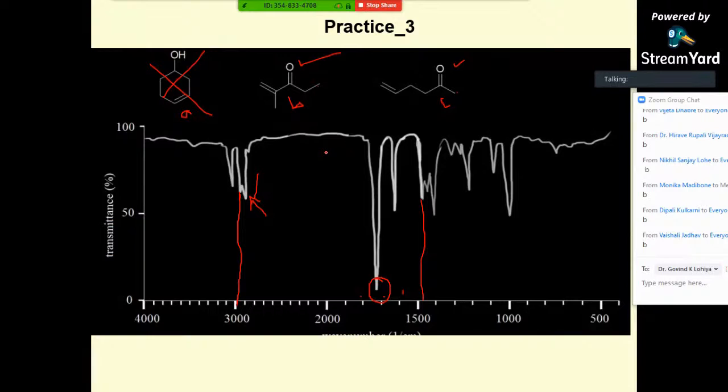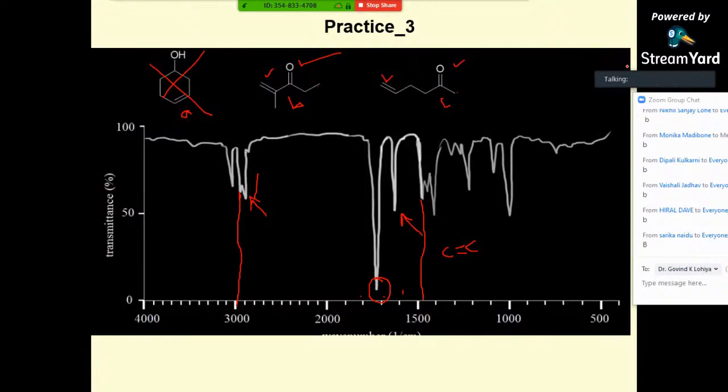Now if you see further, in which case is it correct? Along with this, we are getting another peak here, near about 1600, due to C double bond C. C double bond C is present in both.